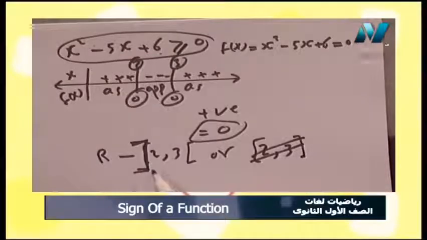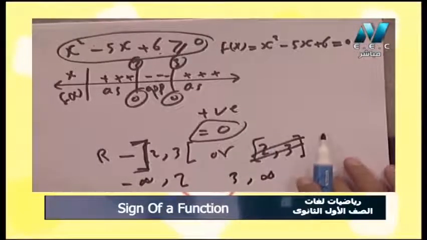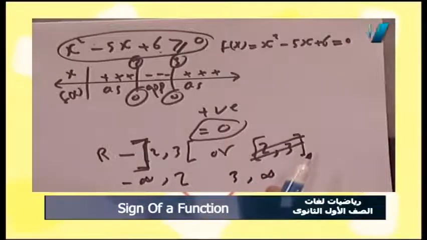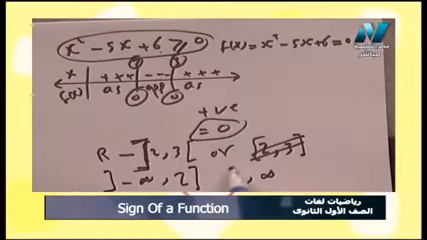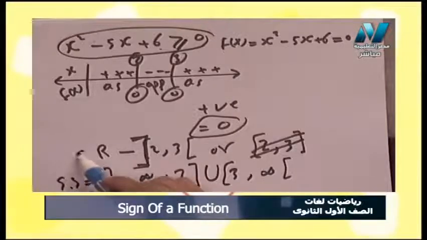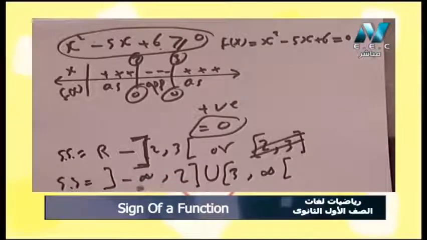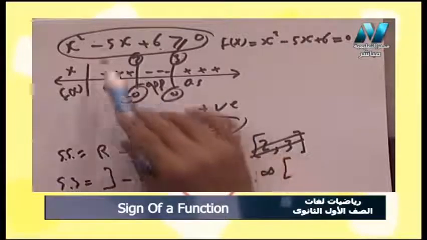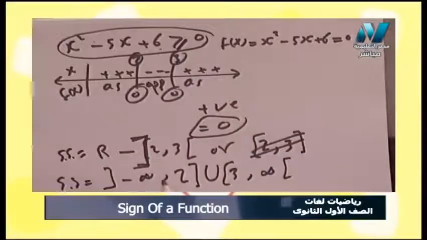Or we can divide it into two parts: negative infinity to 2, and 3 to infinity. This part and this part give positive, so closed here and open here, closed here and open here. This is a union. So the solution set will be R except the open interval 2 and 3, or from negative infinity to 2 union from 3 to infinity. So the solution set of this inequality will be this or that.